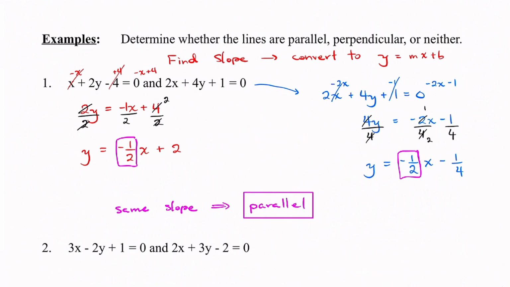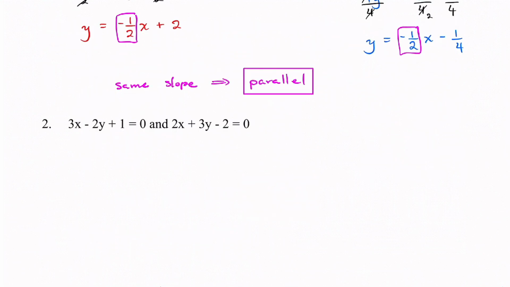The second one here now, again, we're going to change them into y equals mx plus b. So I'm going to get this y here by itself. So I am going to subtract 3x and subtract a 1 from both sides. Another way to do this is if you want to move those to the other side, you can move them over, but then the sign is going to change. So I'm just going to write that sign is going to change.